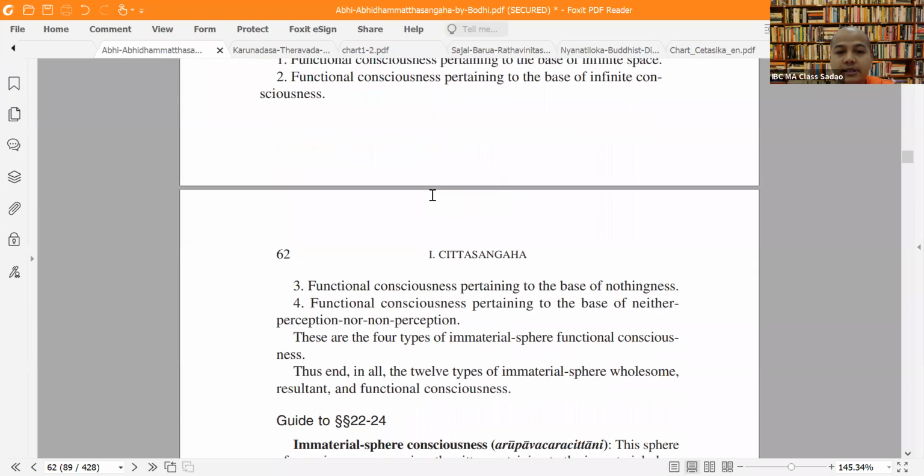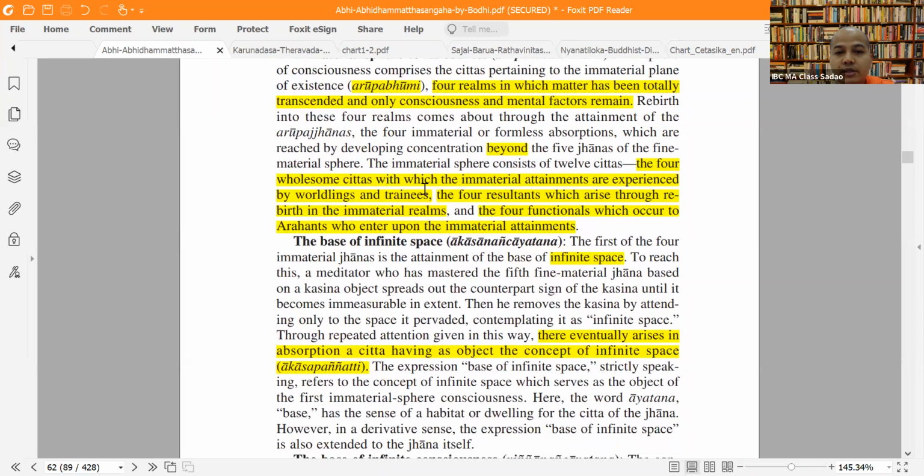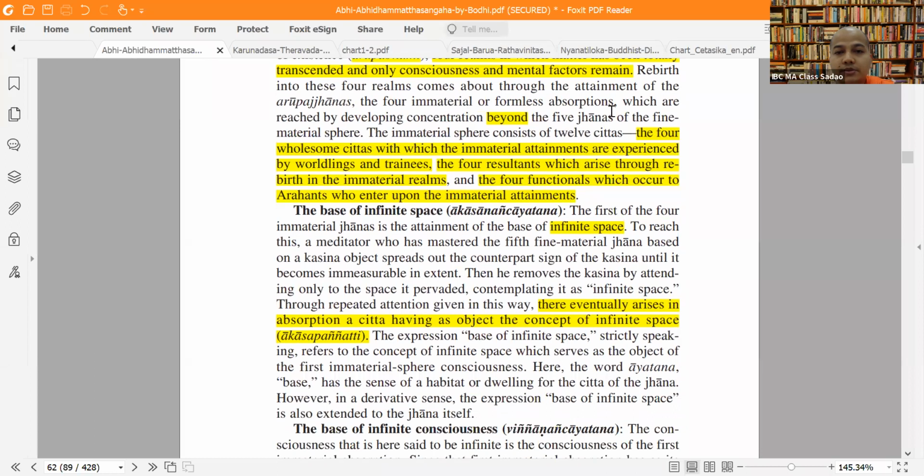Similarly, vipaka citta and kriya citta. As it says here, matter has been totally transcended and only consciousness and mental factors remain. Rebirth into these four realms comes about through the attainment of the arupa jhanas. This is clear. The four immaterial or formless absorptions are reached by developing concentration beyond the five jhanas of the fine material sphere. While you are developing your arupa jhanas and are established in them, you can do that in this lifetime.